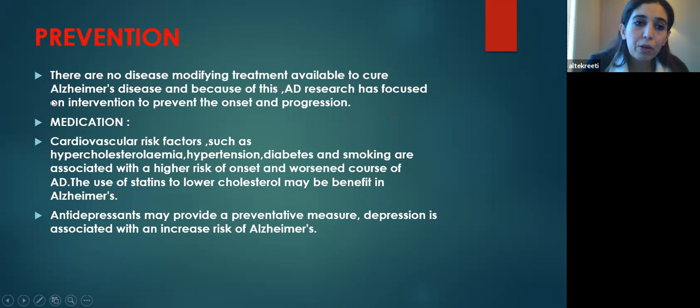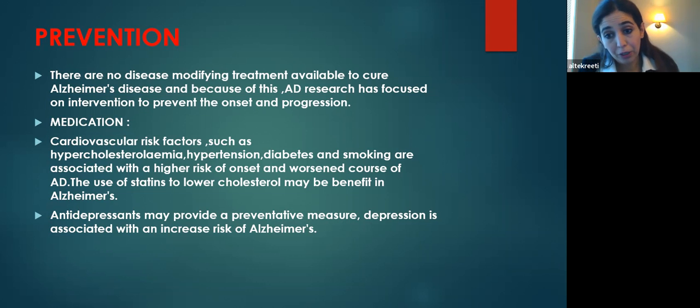So we have many theories about prevention of Alzheimer's disease available. First of all, there are many risk factors for Alzheimer's, like hypercholesterolemia, hypertension, diabetes, and smoking, and using a statin leads to lower cholesterol and may be of benefit in Alzheimer's. And using antidepressant drugs to prevent any depressive symptoms.